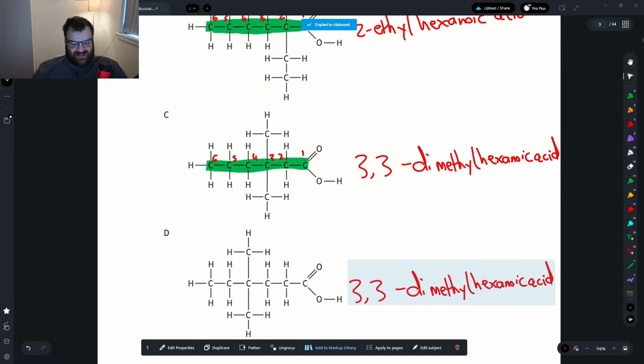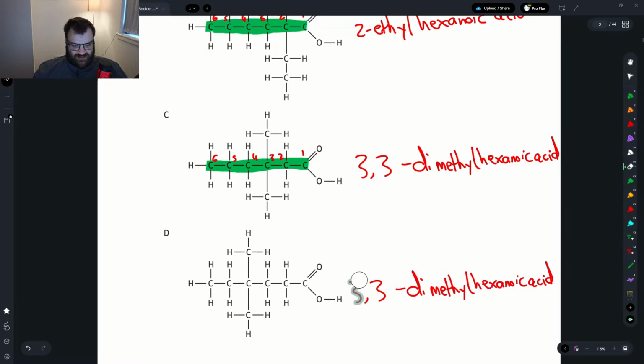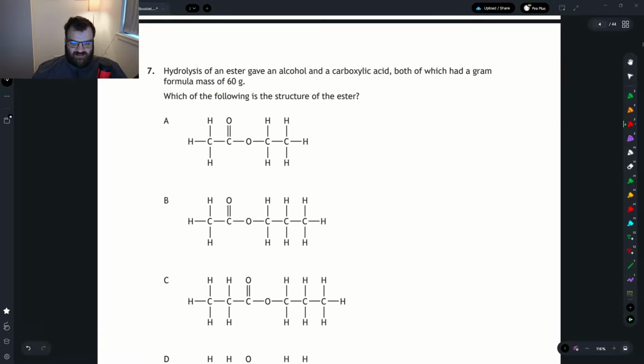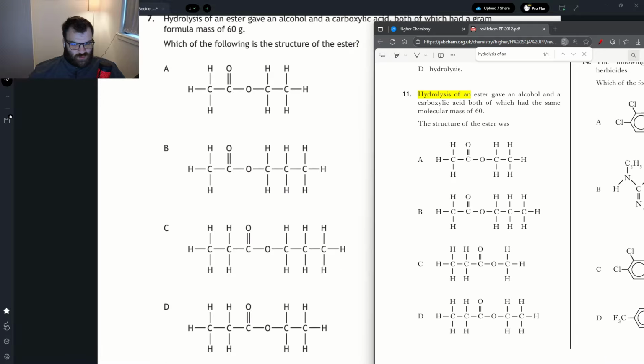This, like C, has 2 methyl groups, but this time they're 1 carbon further along, so 4,4 dimethyl hexanoic acid. Moving on, we're talking about an ester. Now this question looks familiar. It's from quite a wee while ago. Oh, it's an exact match for 2012. Years and years ago.